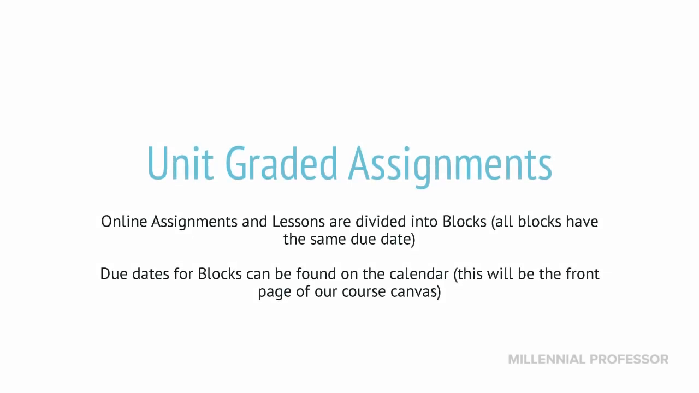The unit graded assignments are going to be all the work that we do for the class other than the essays and the essay prep, and that's going to be about 40% of your grade. Each unit is going to be about 10%. So we have 4 units, so 40%.